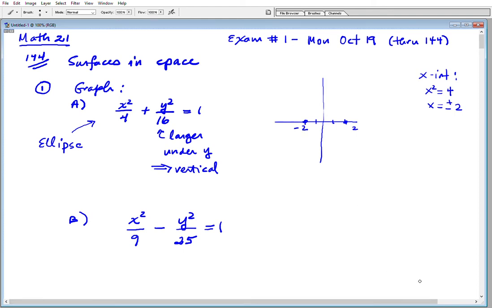Okay, so we're starting by graphing an ellipse, and then we're going to graph a hyperbola. All right, so here are the x-intercepts, plus or minus 2. And we said that this is a vertical ellipse because the larger number is under y. For the y-intercepts, just set x equal to 0, and we get y squared equals 16, or y is plus or minus 4. All right, so we see it's vertical. So that's our ellipse.